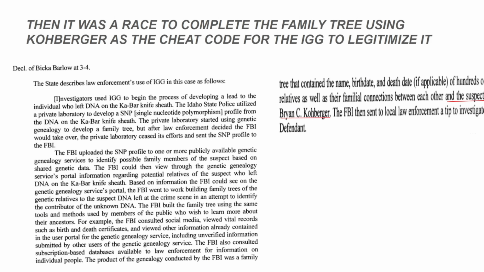Now, the last statement in here is the most important statement. Everywhere in here, they've talked about an unknown DNA, suspect DNA, but at the very end, all of a sudden, it contains hundreds of relatives as well as their familial connections between each other and the suspect, Bryan C. Kohberger. You see, they couldn't have completed the family tree that fast without the cheat code, which was the name of the suspect, Bryan C. Kohberger. And that is what Bicca Barlow was alluding to in that statement right there.